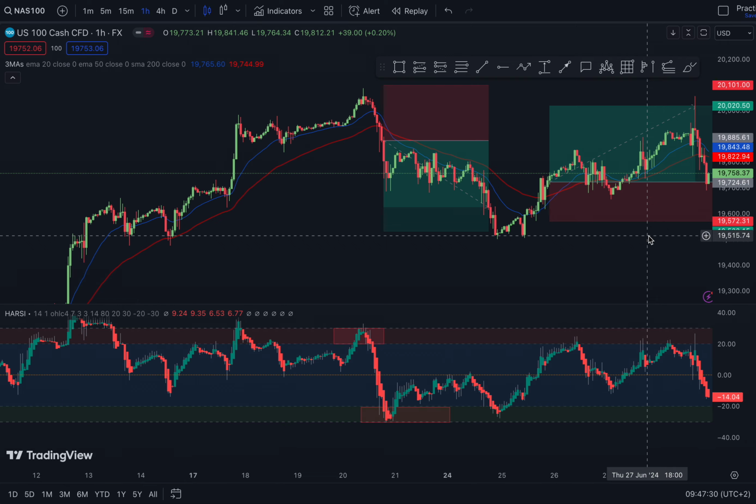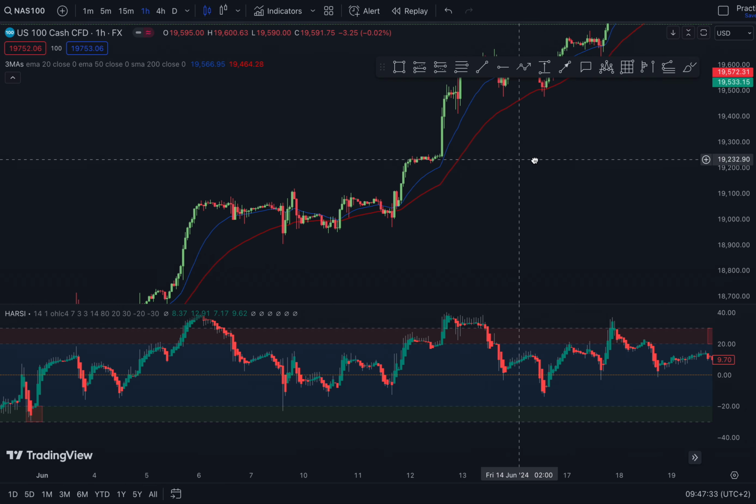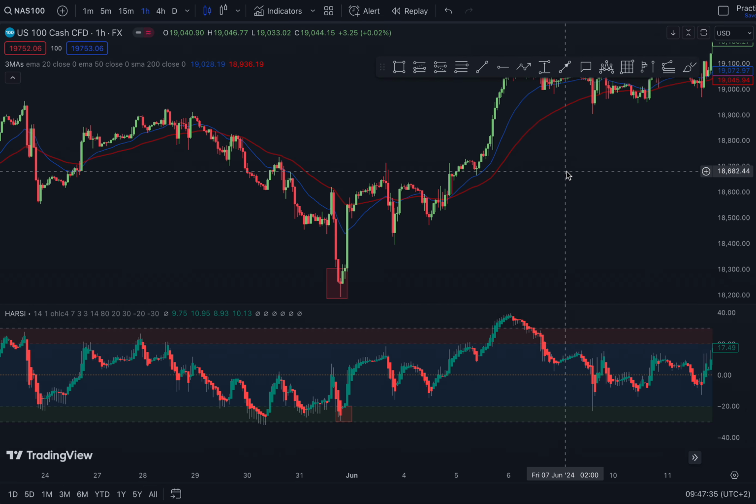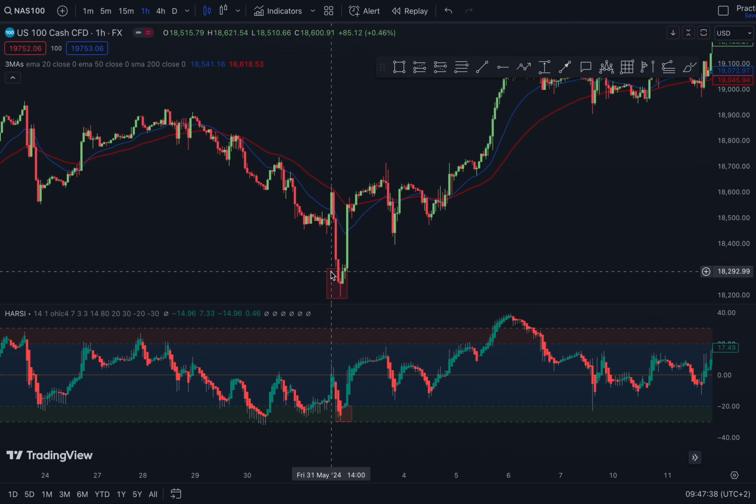So as you can see, it does work. There are many more examples that we could look at, but I recommend you backtest this on your own.